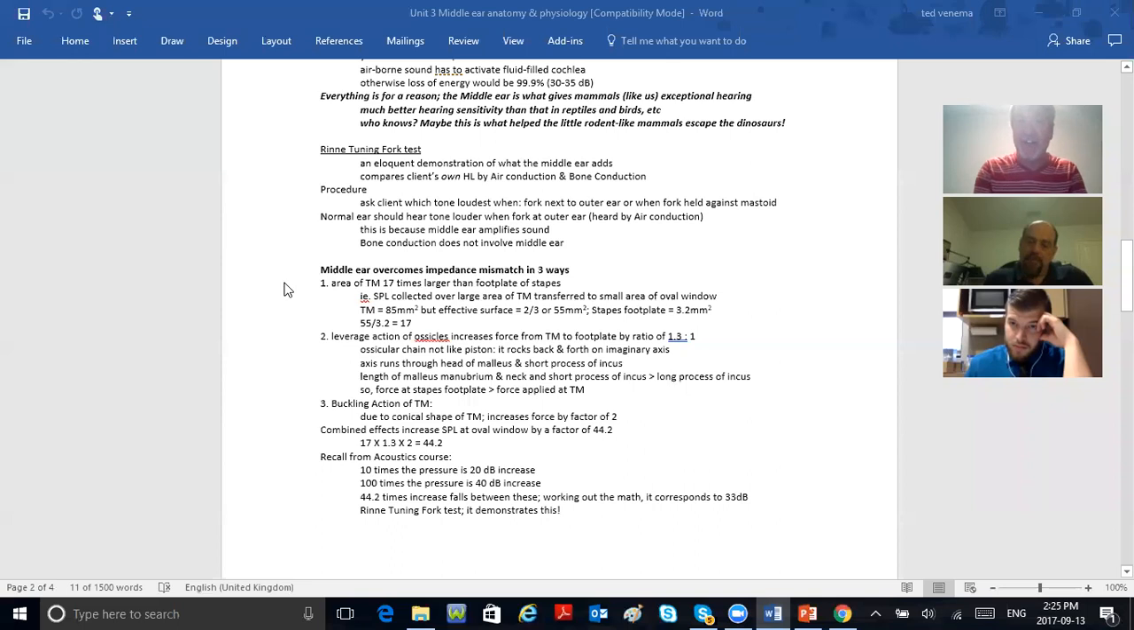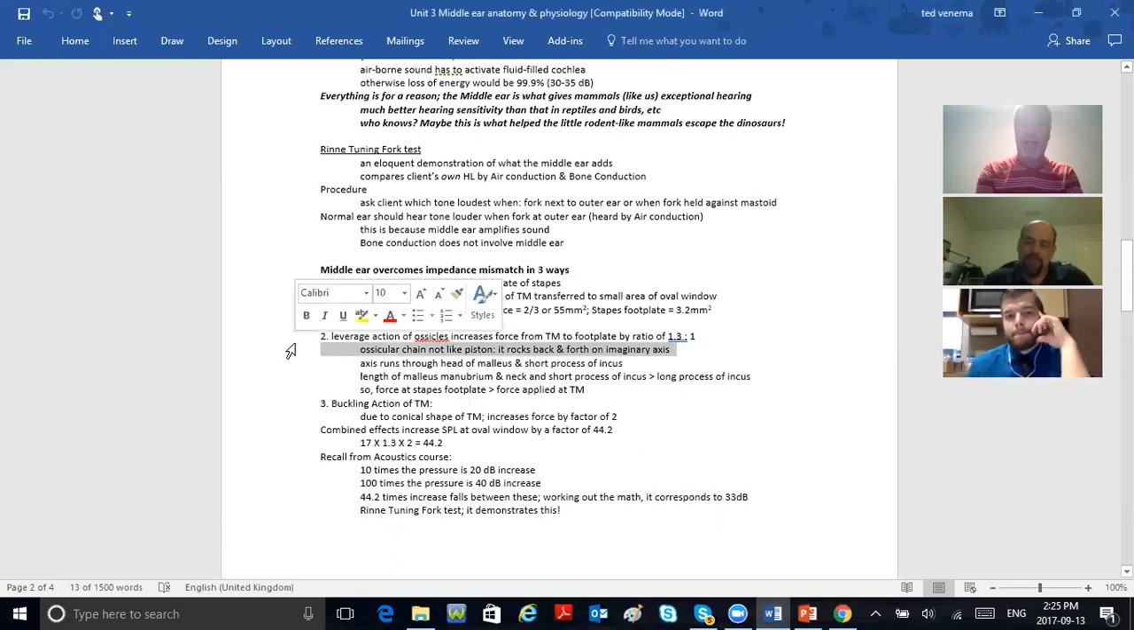What if I had a nail on the end of that cinder block? I put it on your tummy. You'll take a dirt nap. You're dead. Okay? Pressure is force over an area. And that's the number one way that the middle ear overcomes that impedance mismatch. Okay? We discussed that one, the size of the drum relative to the footplate of the stapes.